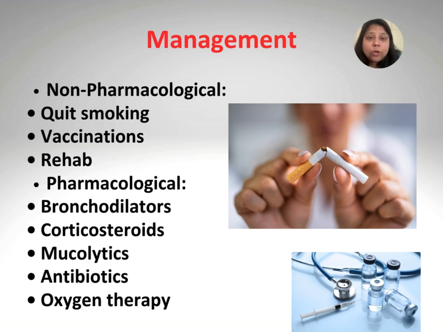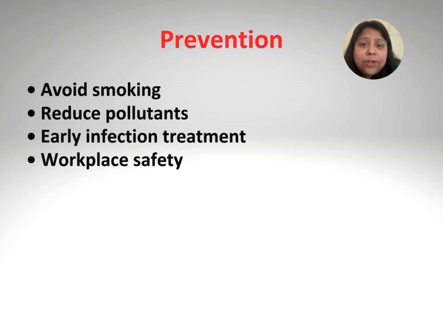So now let's talk about the management of chronic bronchitis. Well, the patient should quit smoking. Vaccinations are always useful. Rehabilitation is done in form of exercise, education, and helping to quit smoking. Pharmacological means of management are bronchodilators, corticosteroids, mucolytics, antibiotics, and oxygen therapy. For prevention, avoid smoking, reduce pollutants, early infection treatment, and workplace safety is required.